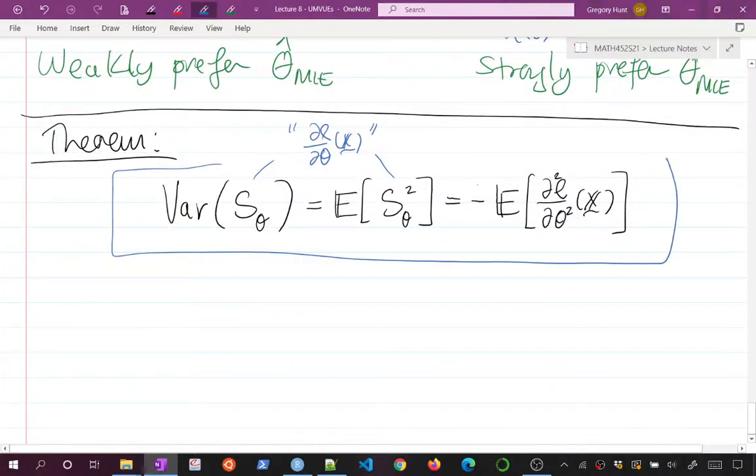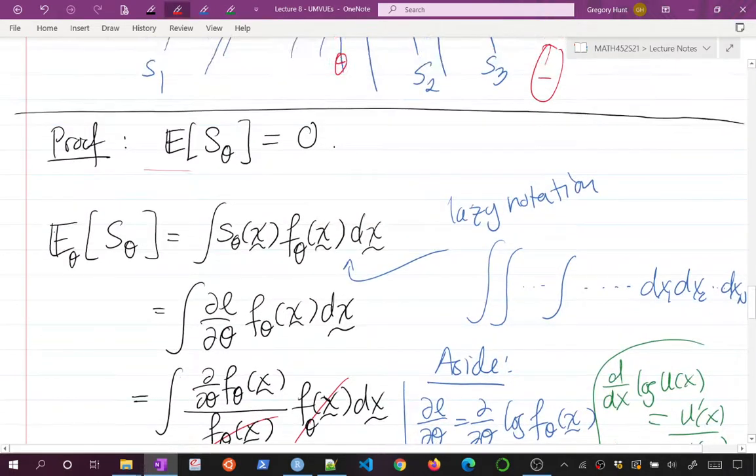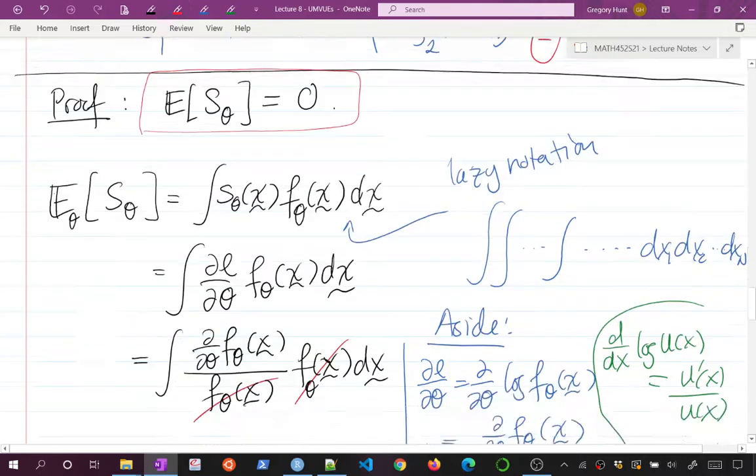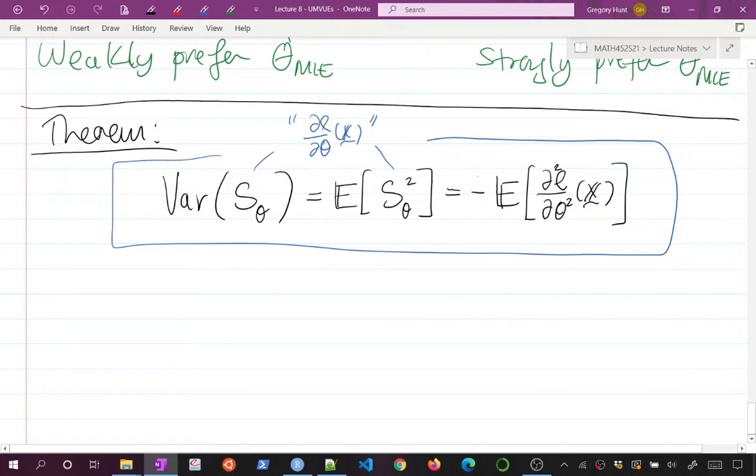Okay, so let's take a minute and parse this out. It has three equalities. One of them is super simple. One of them takes a little bit more work, but none of it's too bad. So the first theorem was about the expected value of the score, and we said the expected value of the score is 0. And now we're going to say something about the variance of the score. We're going to tie this all back together by the end of the lecture.